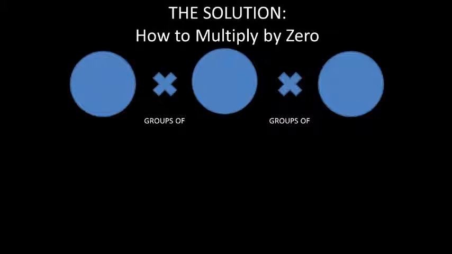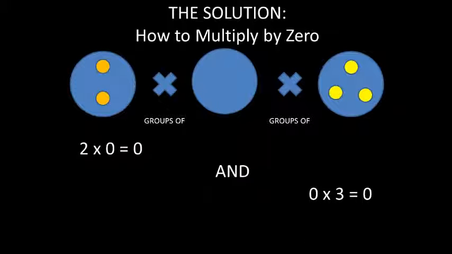Consider the following equation, 2 times 0 times 3. This simple equation would be 2 groups of 0 equals 0, since 2 groups of nothing yields nothing. 0 groups of 3 is also 0, since there are no groups, so the answer to 2 times 0 times 3 is just 0.